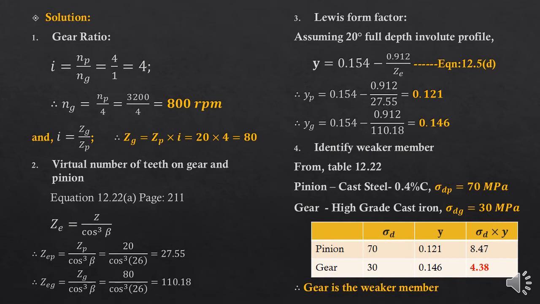Okay, so let's go on to the next slide, where we will start working on identifying the module. As usual, to determine the module, you need to first identify the tangential tooth load using both the power equation as well as the Lewis equation, and then solve for the module using the trial and error method. We will see that in the next slides.